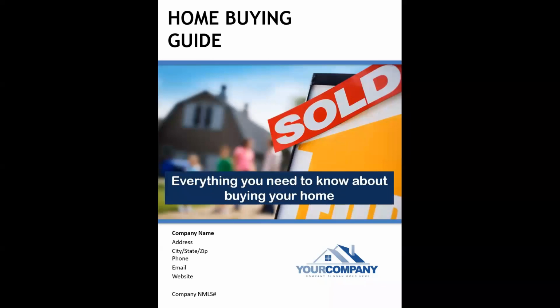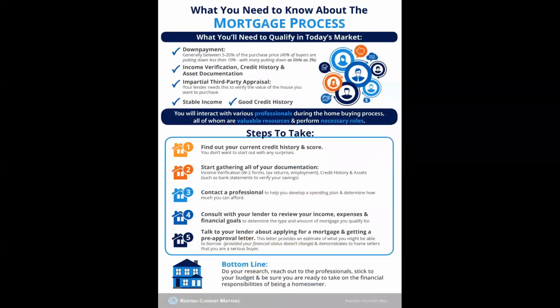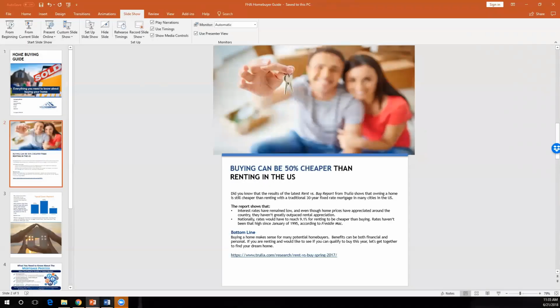I've made it into an 8.5 by 11, so you should be able to print it and put your information in there. We talk about down payments, what you need to know in the mortgage process. This is actually from Freddie Mac. And then again, the final slide that has your information in there. And remember to insert your company licensing and disclosure information. So that includes states you're licensed in, your company license number, any other disclosures that you have there. And again, the Equal Housing Opportunity logo that I put there for you. So I've created that. You can use that.